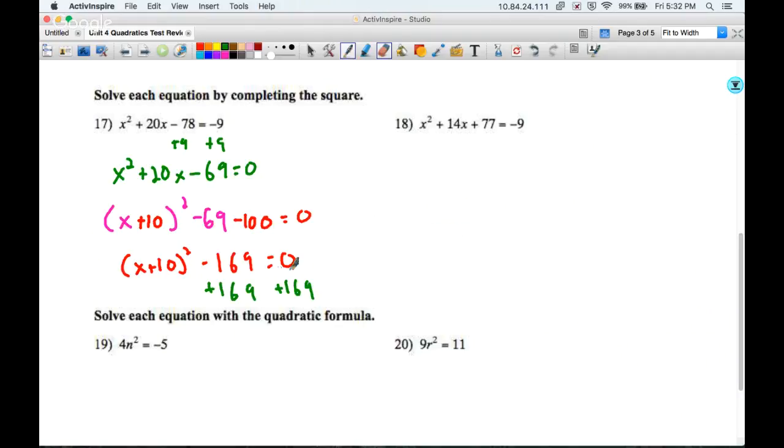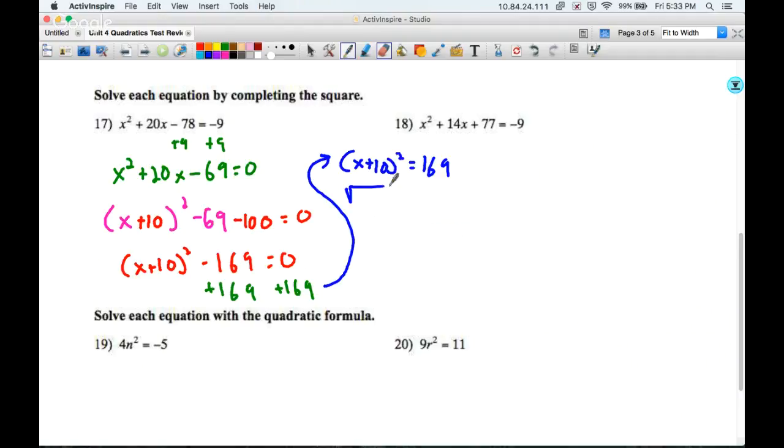All right, let's add that 169 to both sides so that we can get this squared term all by itself. And after I do that, select a marker. It's not liking me. There we go. I get x plus 10 squared equals 169.